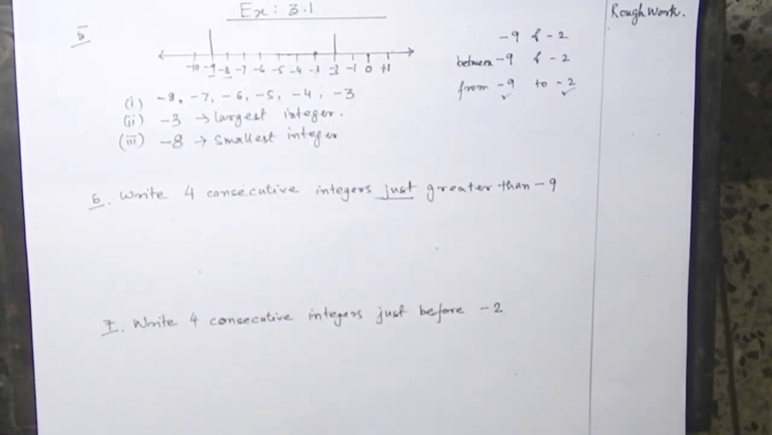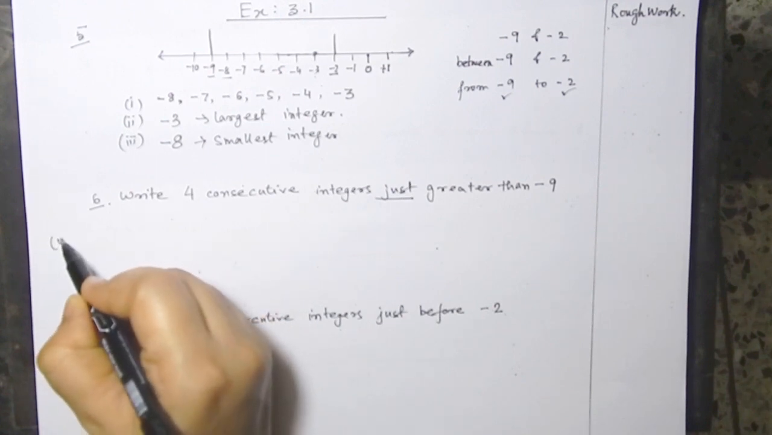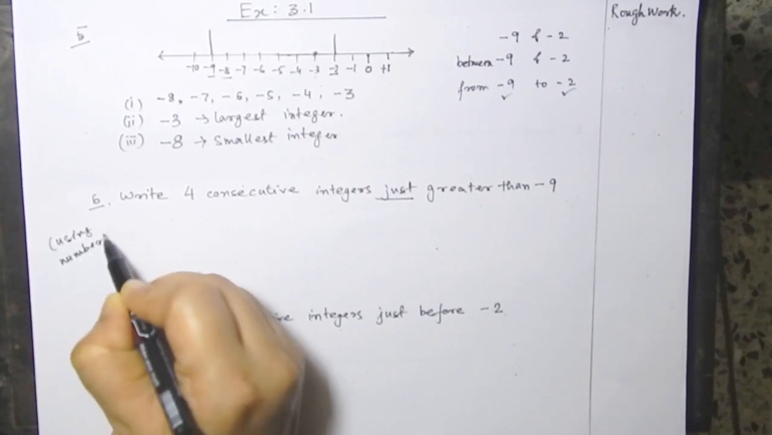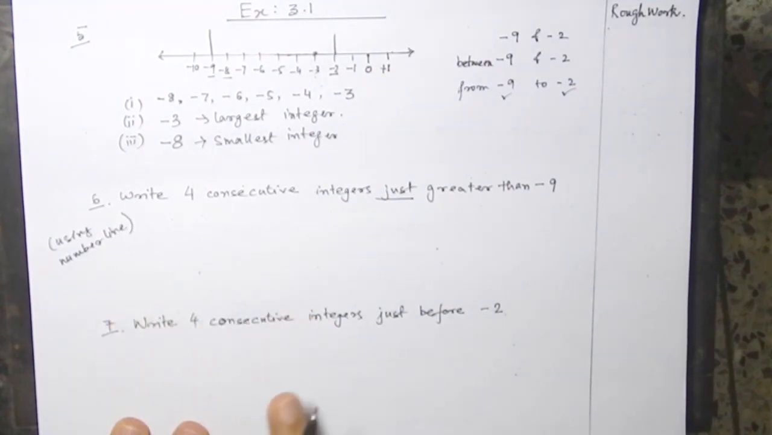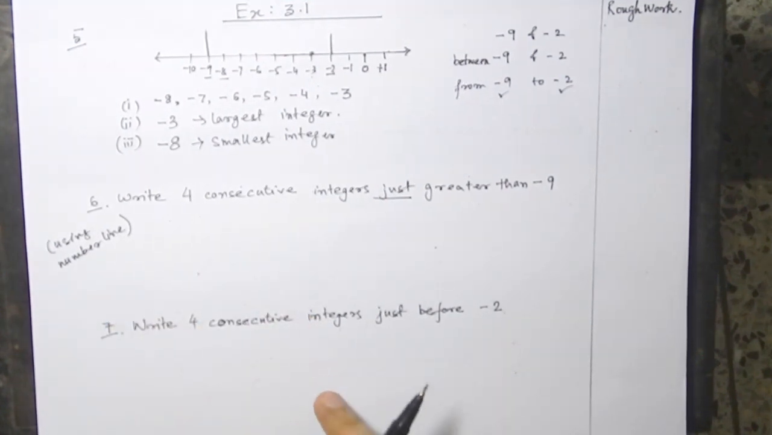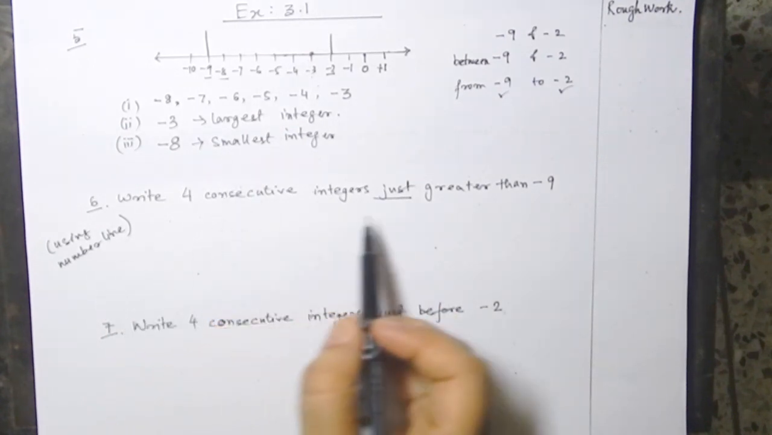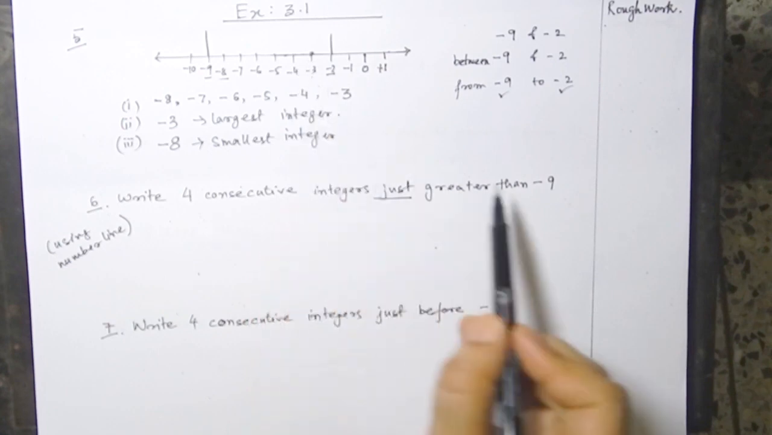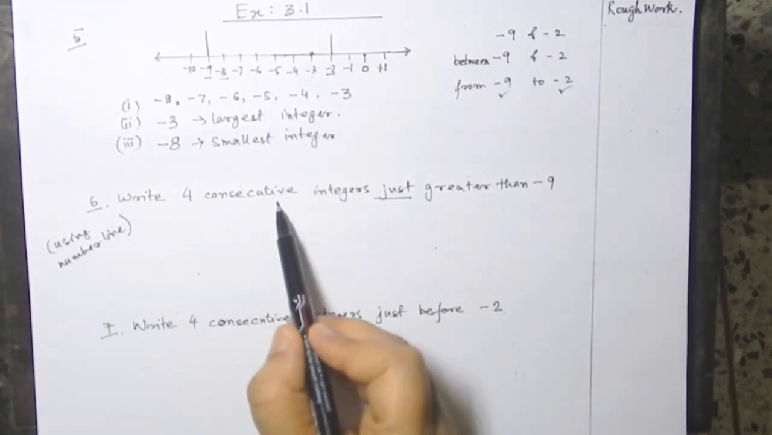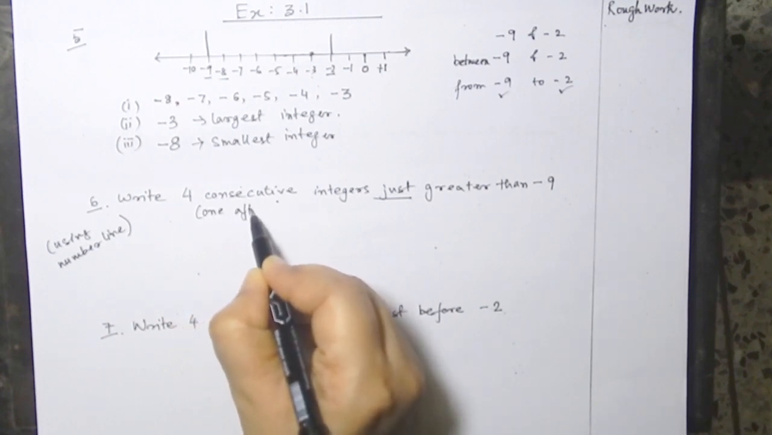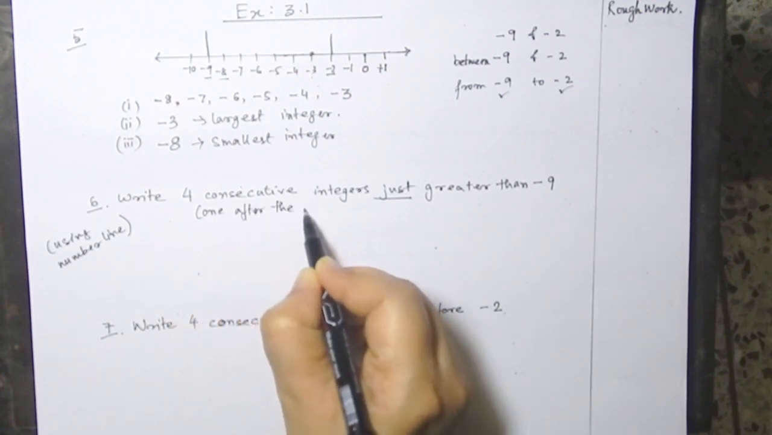I will show you both the methods. One is using the number line and the other is without using the number line. Let us do this one using the number line, and question number 7 I will do without it, but both methods can be applied to both questions. Number 6, using the number line. Have a look at this number line. 4 consecutive. Consecutive means one after the other.